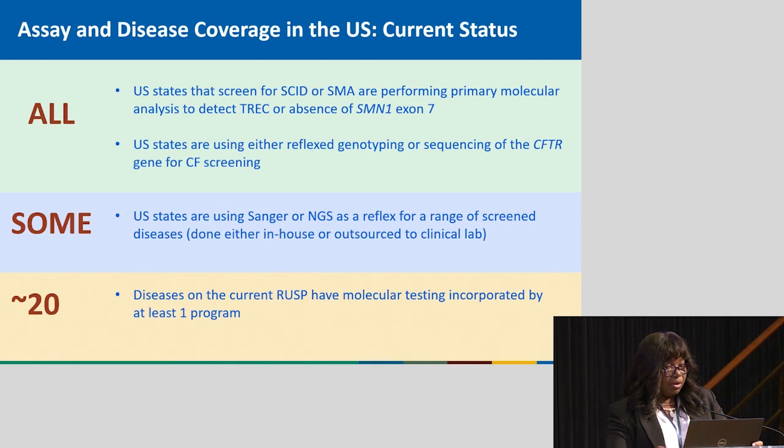And finally, if we look at the coverage of diseases, around 20 diseases on the recommended uniform screening panel are being examined using some sort of molecular assay by at least one newborn screening program in the U.S.